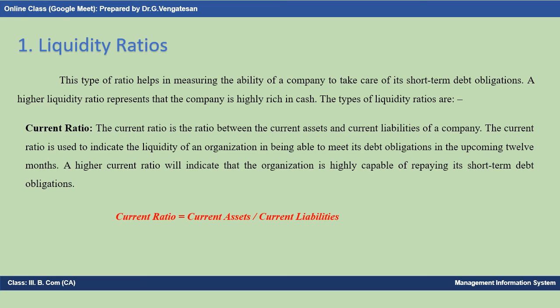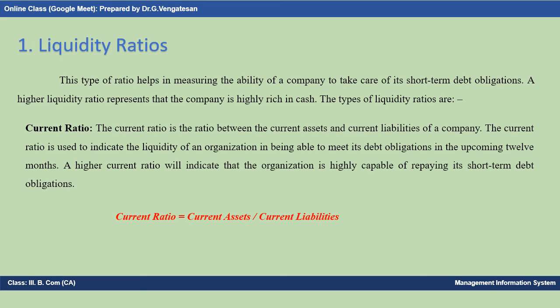It is used to indicate the liquidity of an organization in being able to meet its debt obligations in the upcoming 12 months, that is, for one year. A higher current ratio indicates that the organization is highly capable of repaying its short-term debt obligations. The formula for the current ratio is current assets divided by current liabilities.